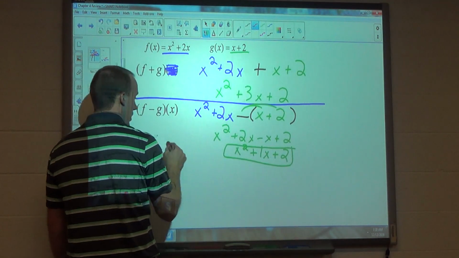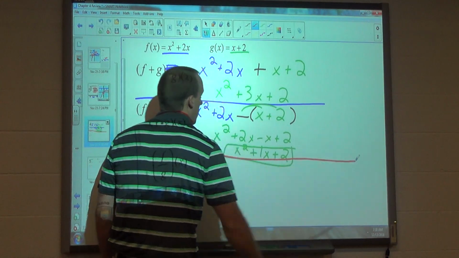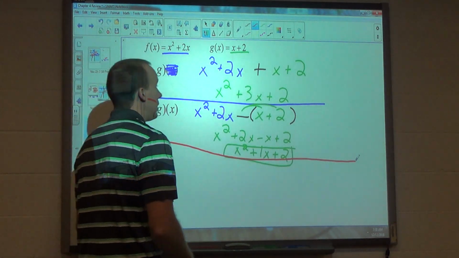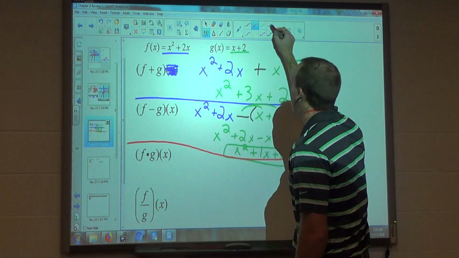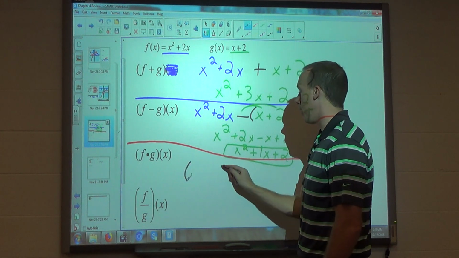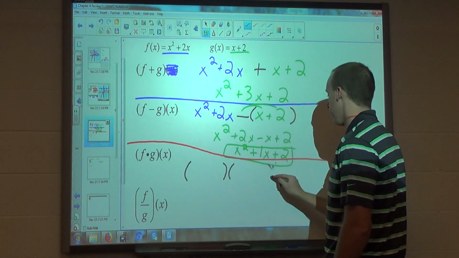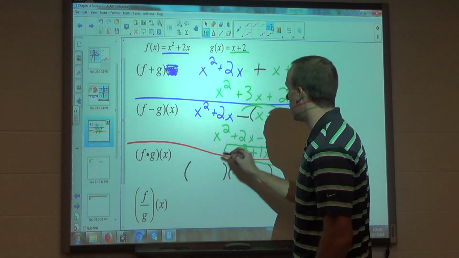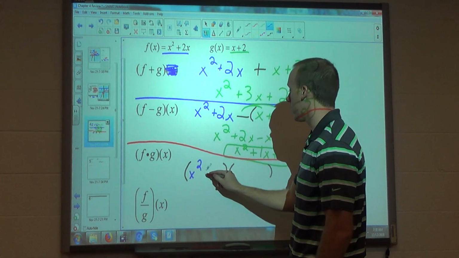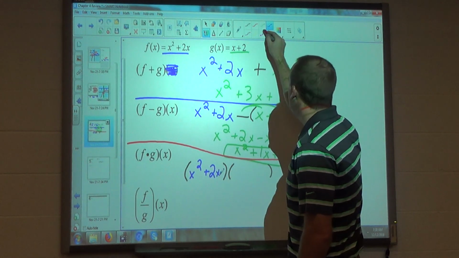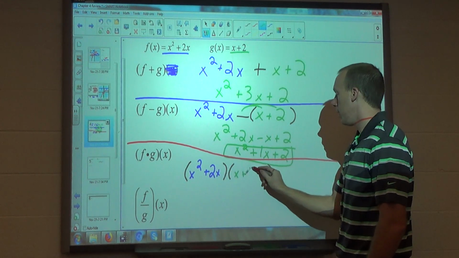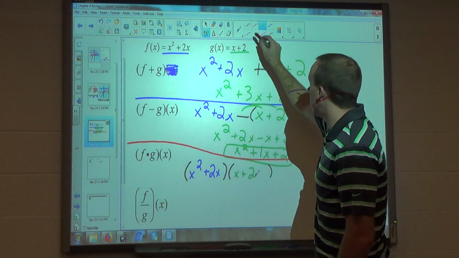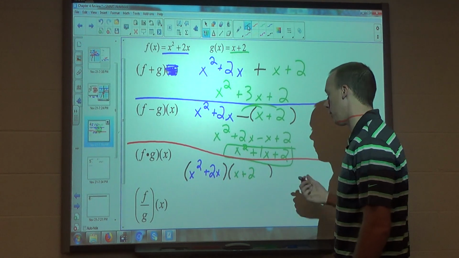Another line here. Okay, so if I'm going to multiply my functions, again you're going to have to remember to put parentheses around what you're multiplying. Okay, so I'm going to multiply the f function, which is x squared plus 2x, and the g function, which is x plus 2. Okay, so if I multiply these, you're going to FOIL.